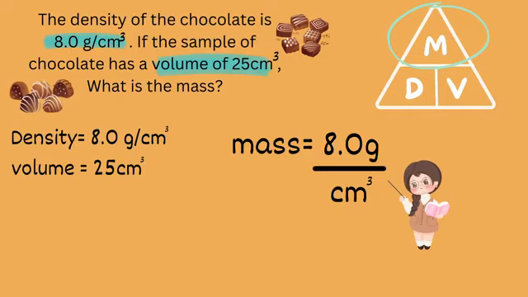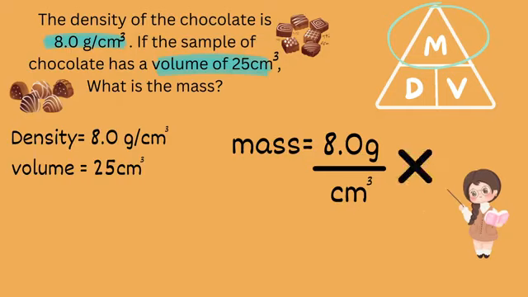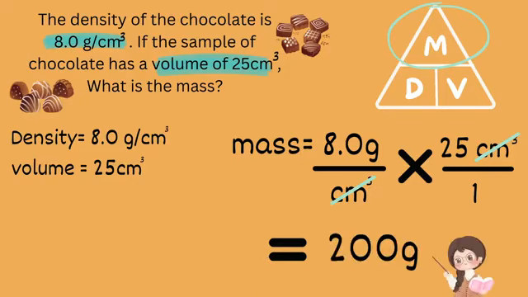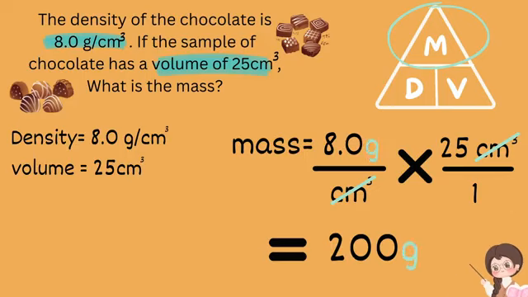So our density is 8 grams over 1 cubic centimeter, times our volume, that's 25 cubic centimeters over 1. If we look close, notice our centimeters cubed cancel out. If we punch this into our calculator, we get 200 grams. And remember to always double check to make sure you wrote down the correct unit. Here, we're left with grams, so our answer is going to be in grams.